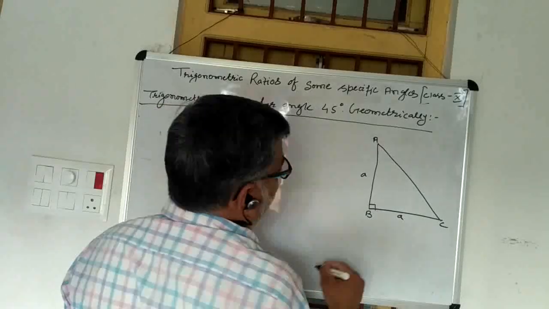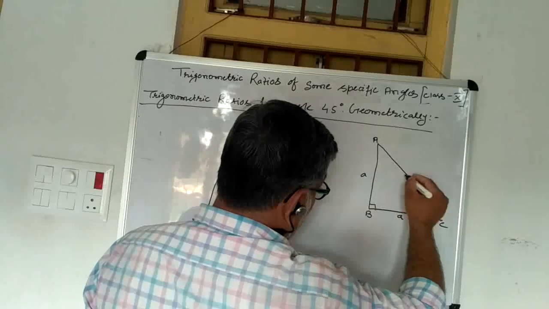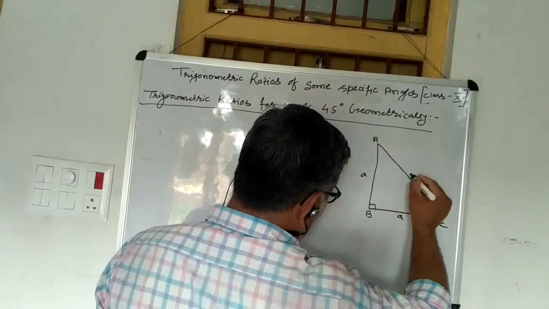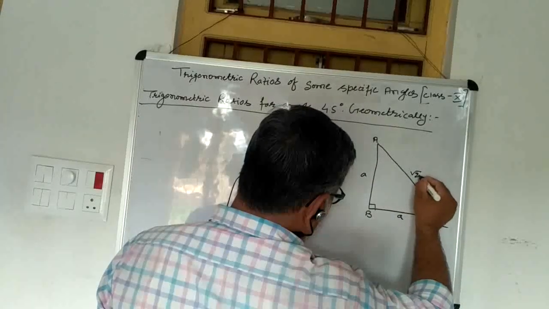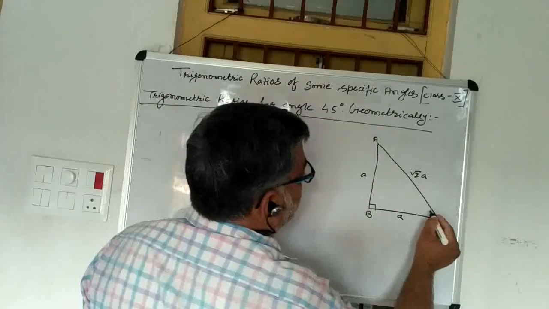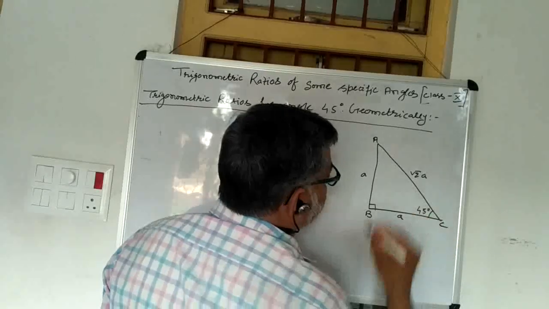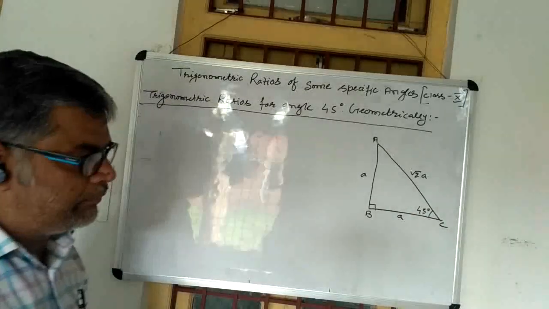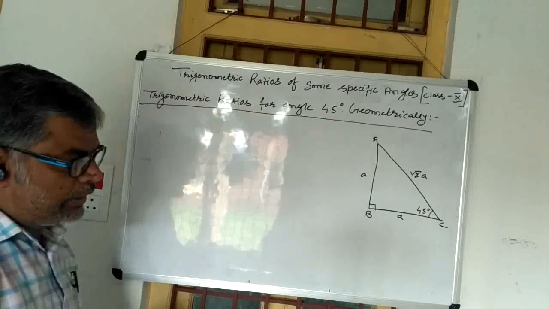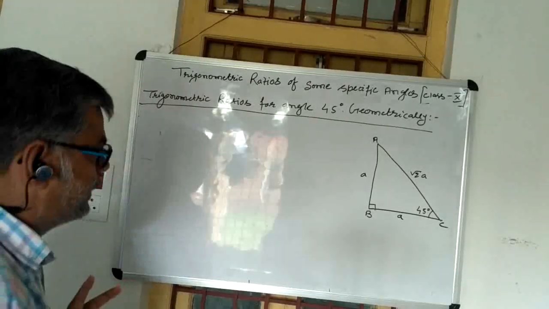So applying Pythagoras theorem, its hypotenuse is root 2A. Now, since it is an isosceles right triangle, these two angles will be equal. So I am taking this angle, that is of 45 degree. In an isosceles right triangle, both acute angles are of 45 degree.